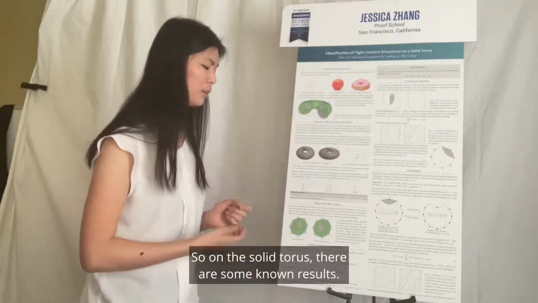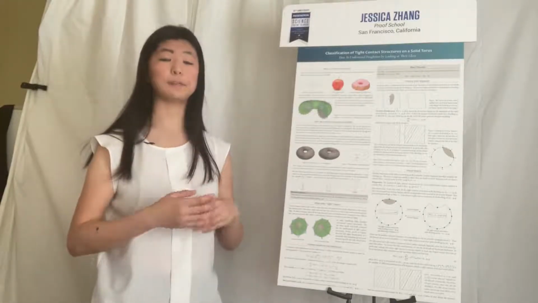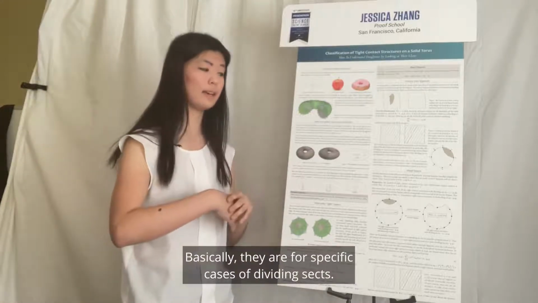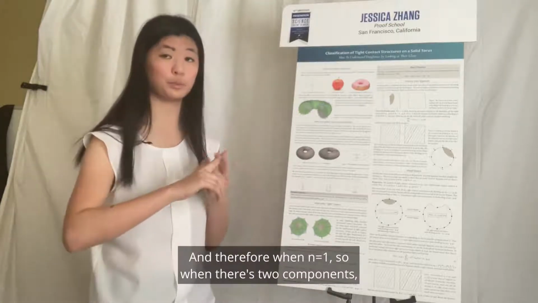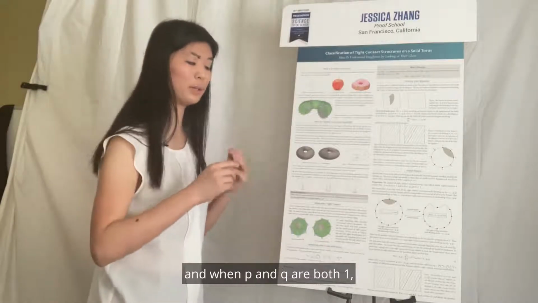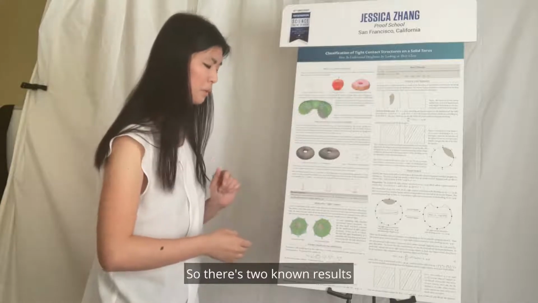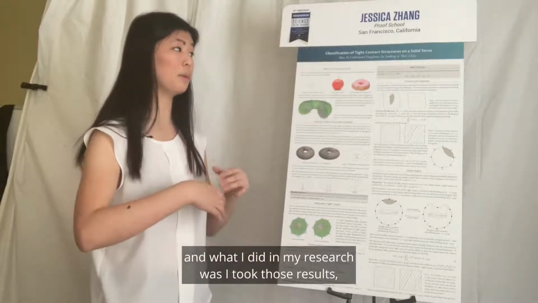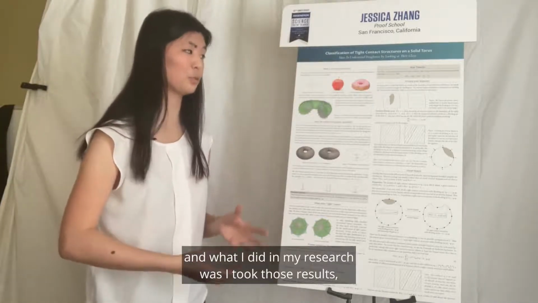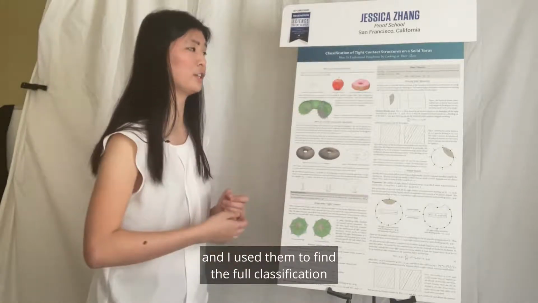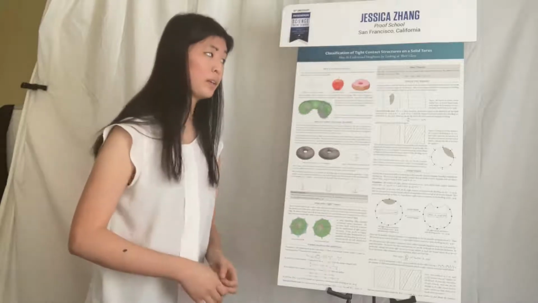On the solid torus, there are some known results. Basically, they are for specific cases of dividing sets. Namely, when n equals 1, so when there's two components, and when p and q are both 1, so when the slope is just 1, basically. So there's two known results, and what I did in my research was I took those results and I used them to find the full classification for any n, p, and q.